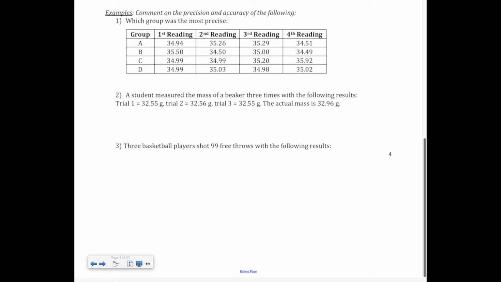So for our examples, I want you to comment on the accuracy and precision of the following. If you look at number one, which group was the most precise? You have four groups, A, B, C, and D, and each group took four readings. So I want you to look at their accuracy and precision.